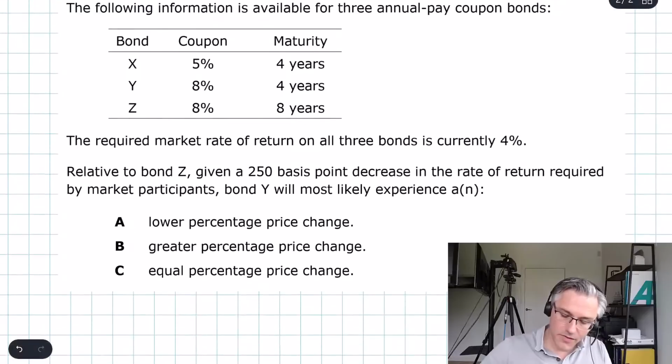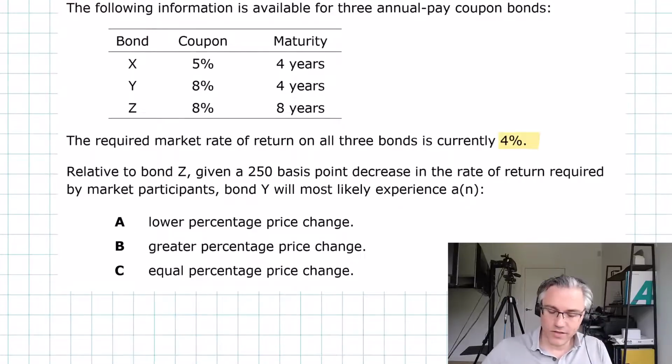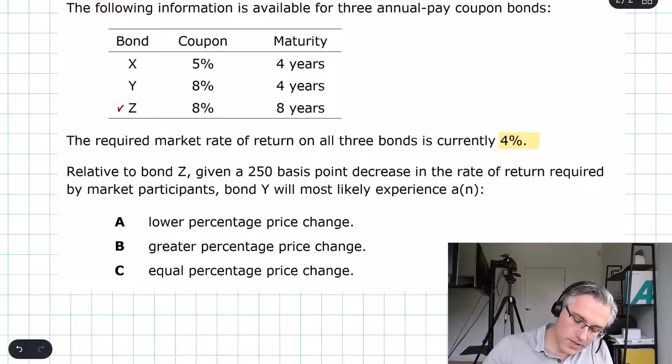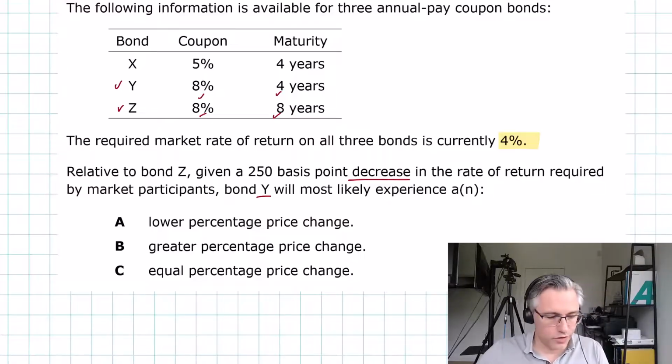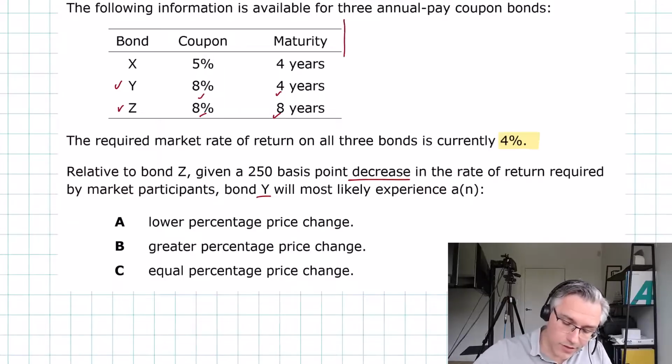So the same bonds, the same starting yield, but this time we're going to be asked about bond Z relative to bond Y. These bonds differ by having different maturities, although they've got the same coupon. So given a 250 basis point decrease in the rate of return required by market participants, bond Y will most likely experience relative to Z what kind of change? Well, once again, you don't really need to do the computations.